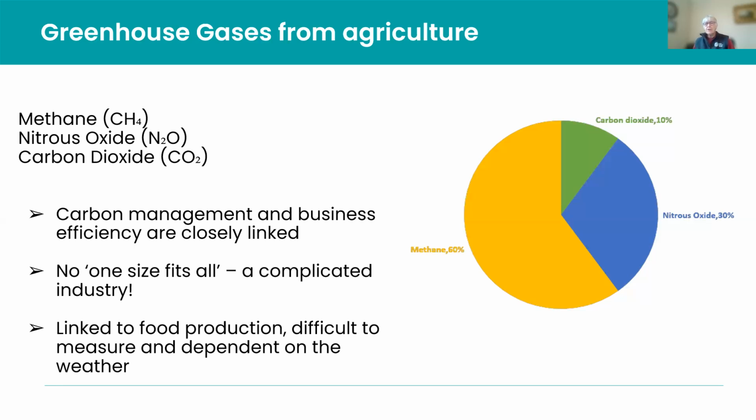And agriculture is complicated because we rely on biological systems to produce food. It is the most complicated sector to look at decarbonisation in. And because it's linked to food production, it is difficult to measure. And also, it's really important to say that it does depend on the weather. And in some years, you might do exactly the same thing as in another year, but your emissions will be different because of the effect of weather in that particular year. So those are the greenhouse gases that we have to worry about within agriculture.